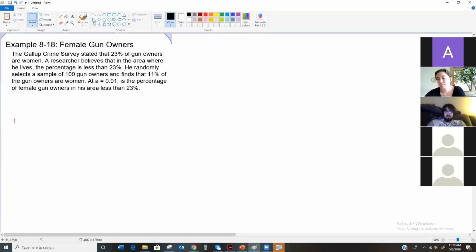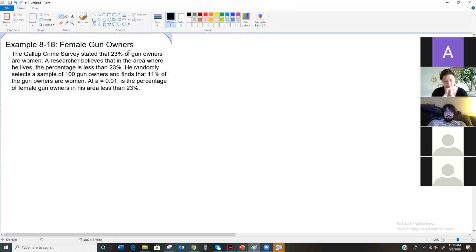Our very last new example. Well, I'm sure we'll have some new examples when we review. All right. So it says a Gallup crime survey stated that 23% of gun owners are women. So if you take all the people that own guns, they think 23% of them are women. A researcher believes that in the area where he lives, the percentage is less than 23%.